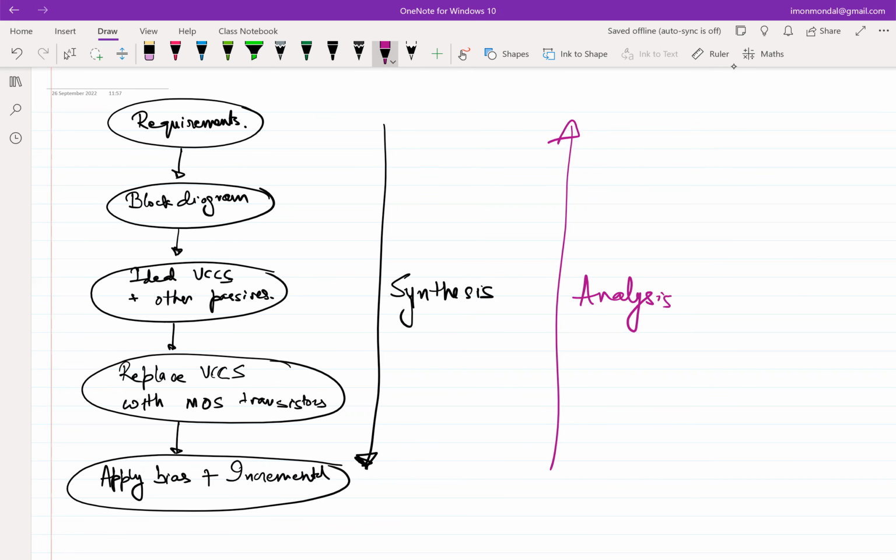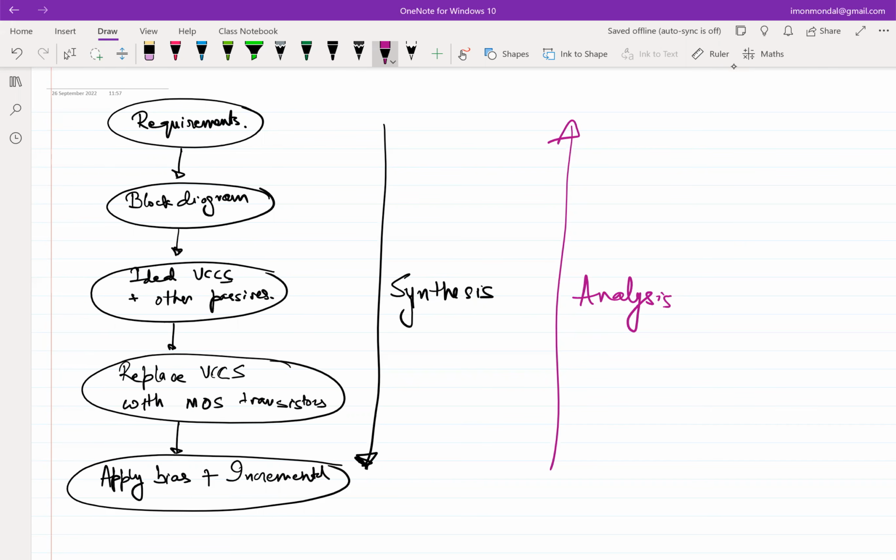So in principle, as long as you know maths and you know KCL, KVL, analysis should be simple, right? Because going from bottom to top, there is only one solution. Given a circuit, there can be only one output. But given a requirement, there can be multiple circuits. So that is why this loop is important, that you have to first synthesize and then go back and check, whether you use your analysis skills to figure out whether the requirements are met or not.